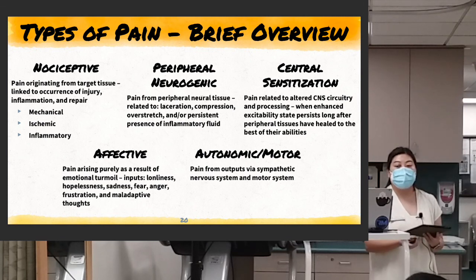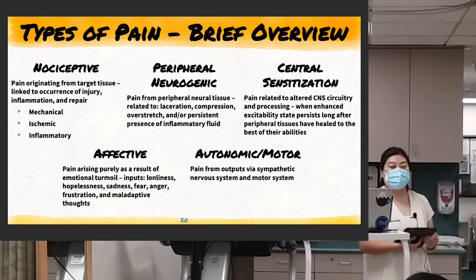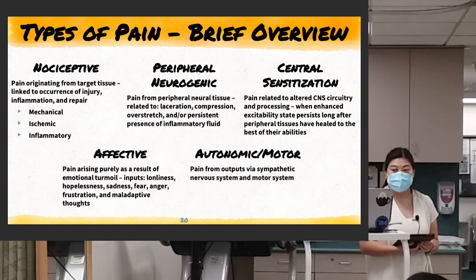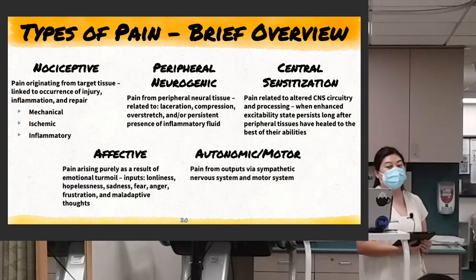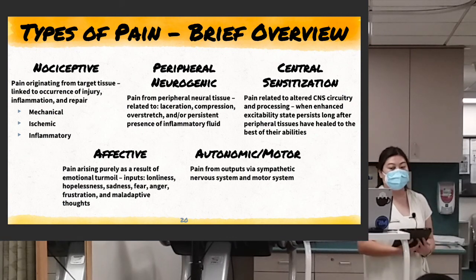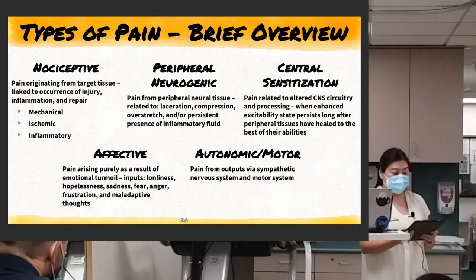And then peripheral neurogenic is pain from peripheral neural tissue related to laceration, compression, overstretch, and or persistent presence of inflammatory fluids. Next is central sensitization, which is pain related to altered CNS circuitry and processing. And this is an enhanced excitability state that persists long after peripheral tissues have healed to the best of their abilities. Affective is pain arising purely as a result of emotional turmoil from inputs like loneliness, hopelessness, sadness, fear, anger, frustration, and maladaptive thoughts.